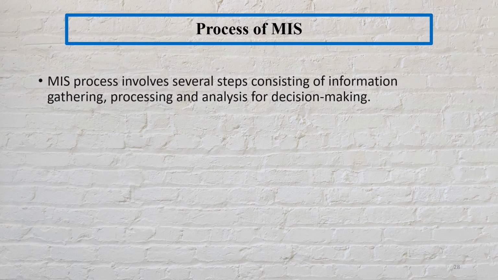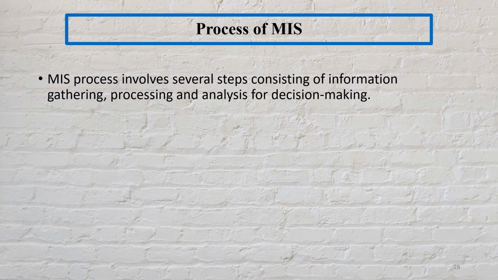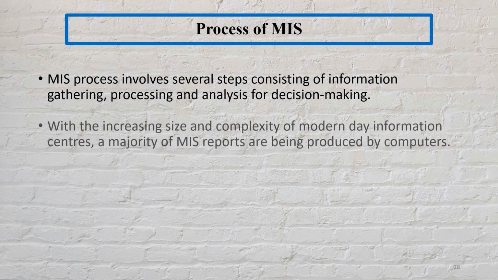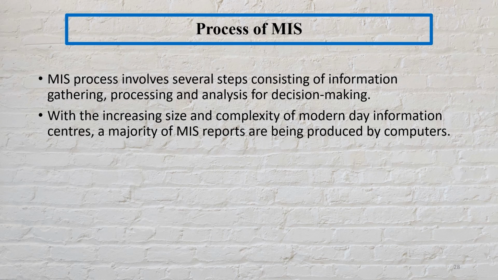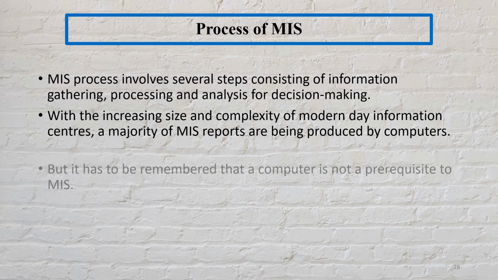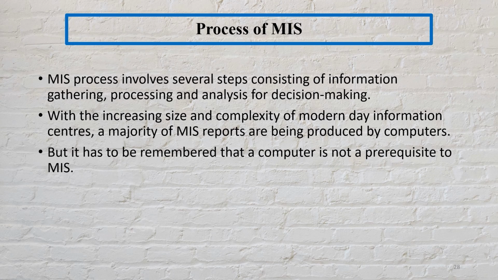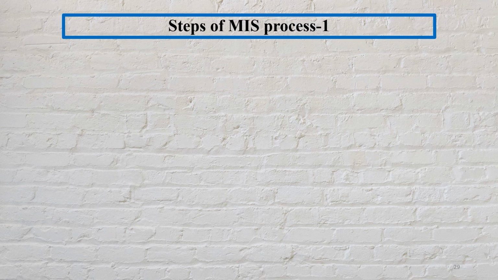Process of MIS. The MIS process involves several steps consisting of information gathering, processing and analysis for decision making. With the increasing size and complexity of modern day information centers, a majority of MIS reports are being produced by computers. But it has to be remembered that a computer is not a prerequisite to MIS. So, what are the steps?